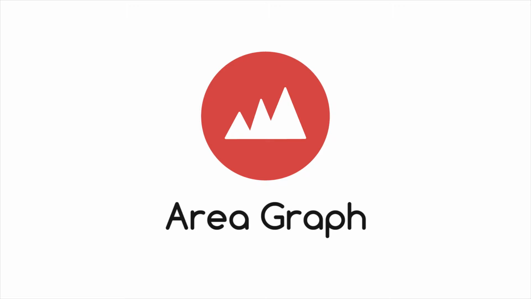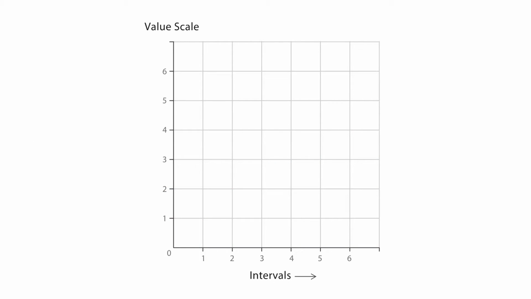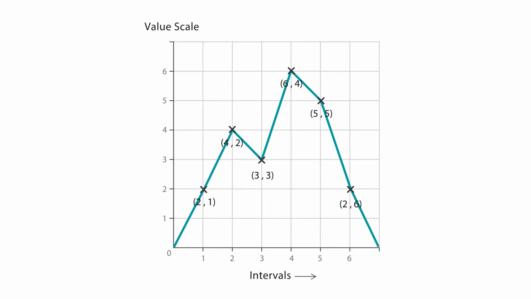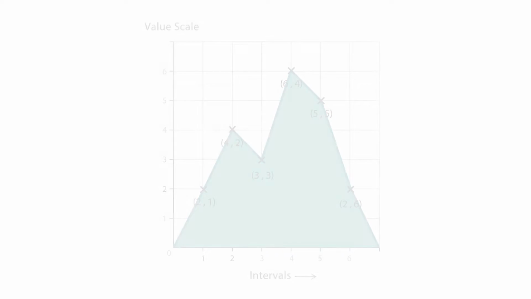Let's look at area graphs. Area graphs are line graphs, but with the area below the line filled in with a certain color or texture. Area graphs are drawn by first plotting data points on a Cartesian coordinate grid, joining a line between the points, and finally filling in the space below the completed line.